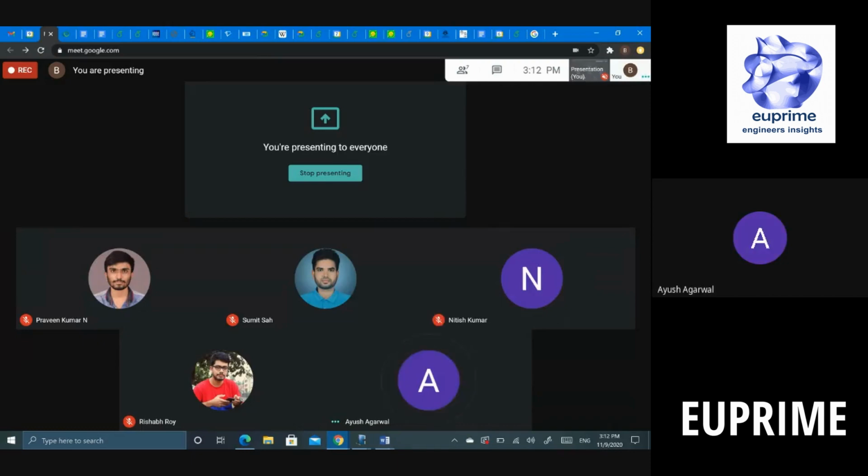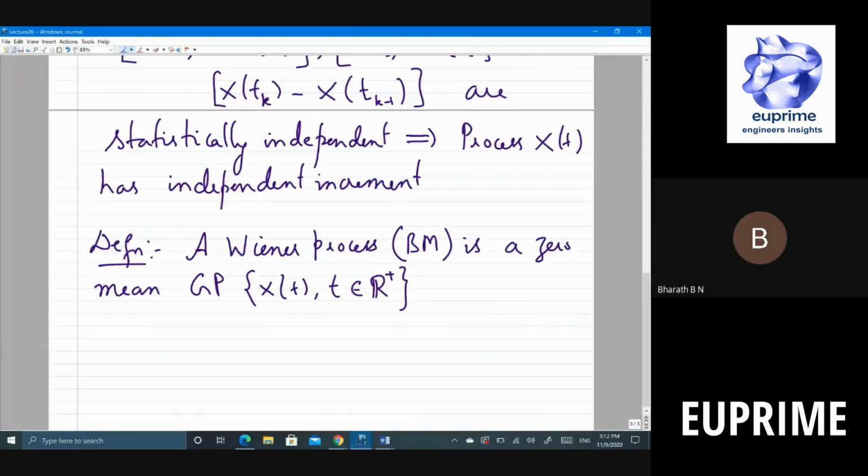Sir, if T1, T2, and up to some TK are the epochs, and we take x of T1 up to x of TK, then these should be jointly Gaussian. Okay, so this should be jointly Gaussian, regardless of what T1 through TK are, and regardless of what K you pick. K could be 2 or K could be 100,000. If you take 100,000, it will be a 100,000 dimensional random vector, which is distributed as Gaussian, right? Good. So this is a Gaussian process, but it should have zero mean.